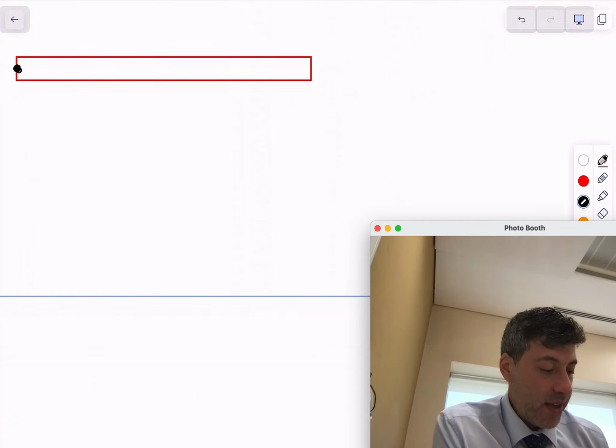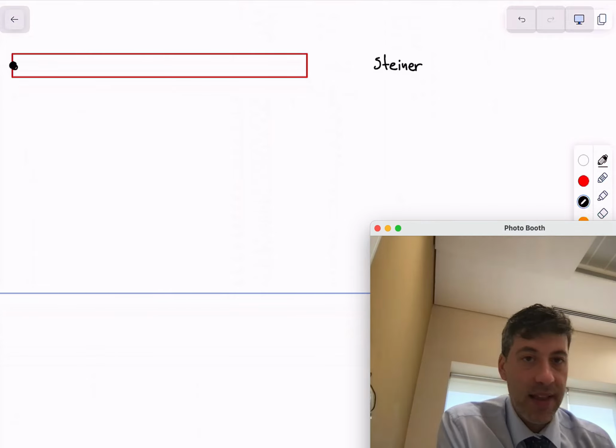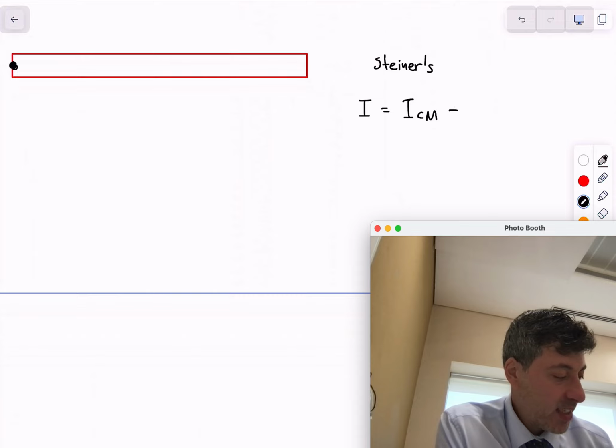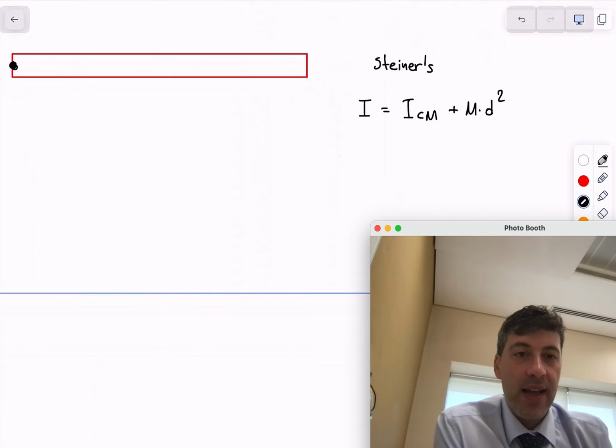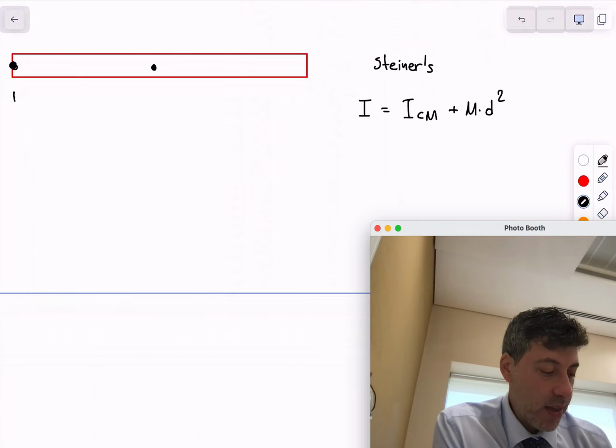The first way is by using what we call the parallel axis theorem, or Steiner's theorem, Steiner's law, that states that the moment of inertia for any point is equal to the moment of inertia of the center of mass plus mass times the distance to the power of 2, where d is the distance between the point where we consider the moment of inertia and the center of mass.